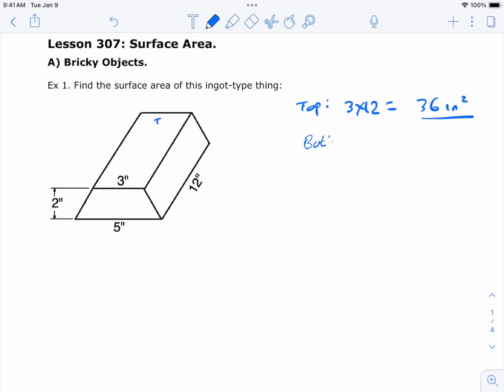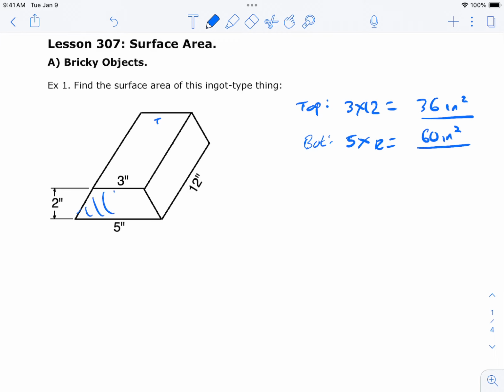Okay, bottom. What are the dimensions of the bottom? You have to imagine that there's this rectangle on the bottom here, and the dimensions would be 5 inches this way and 12 inches this way. Then I can remove all these marks I'm making on my beautiful ingot. But anyway, it's 5 times 12, which is 60 square inches. 2 down, 4 to go.